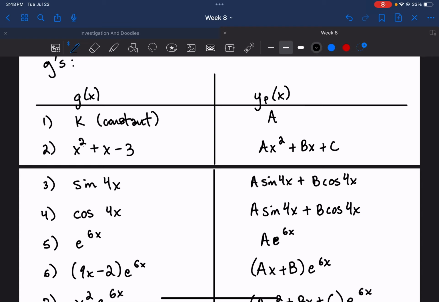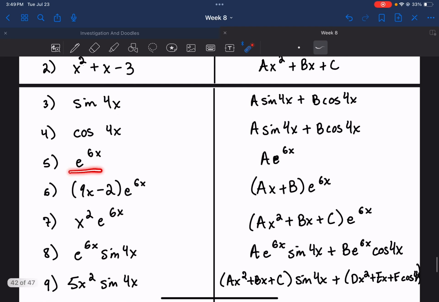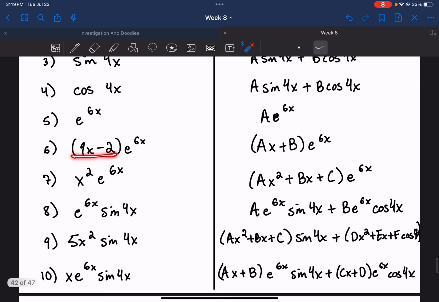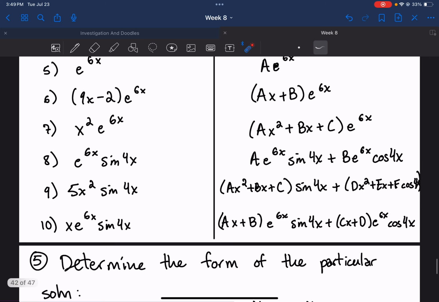When the right-hand side is a second-degree polynomial, you pick a second-degree polynomial. When you have sine or cosine, you always pick sine and cosine together. When you have an exponential to a power, you pick a constant times the exponential to that same power. When you have a linear times e, you pick a linear times e. When you have a quadratic times e, you pick a quadratic times e. When you have e times sine, you pick e times sine and e times cosine. When you have a quadratic times sine, you pick a quadratic times sine and a quadratic times cosine.